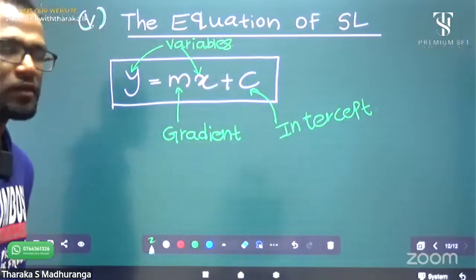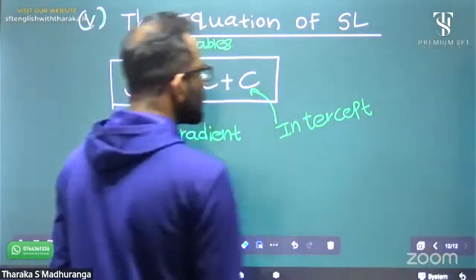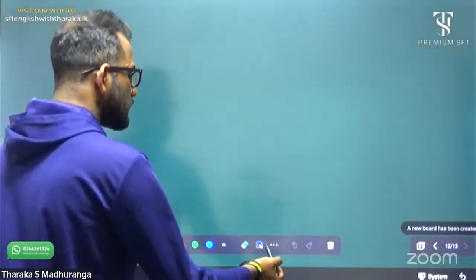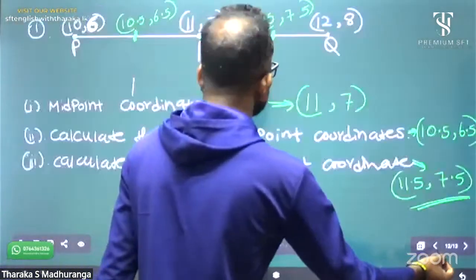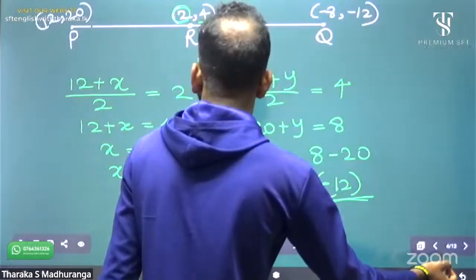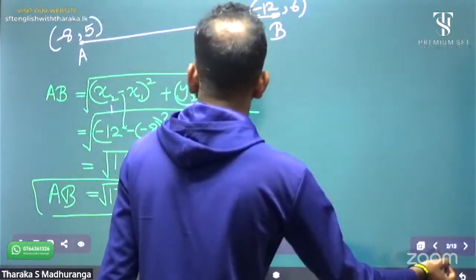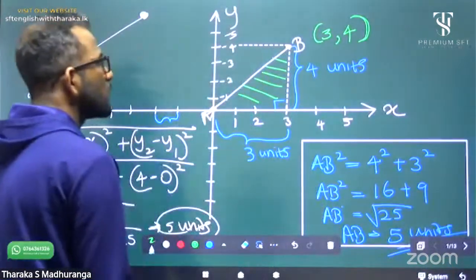As an example, if you have a straight line on a Cartesian plane, like this.